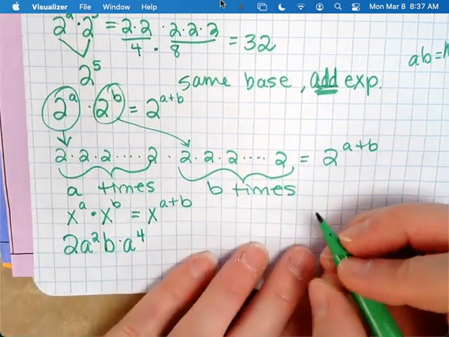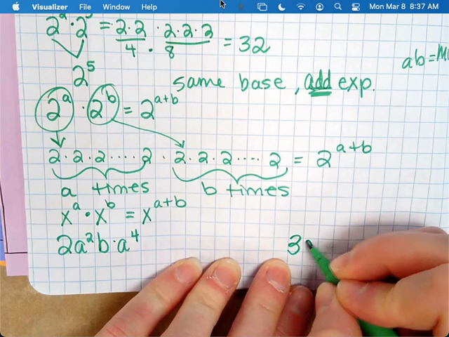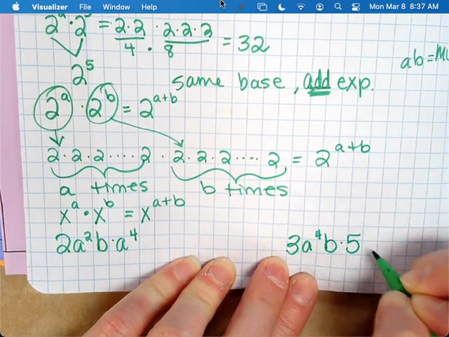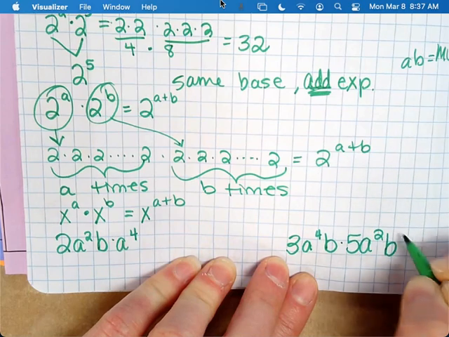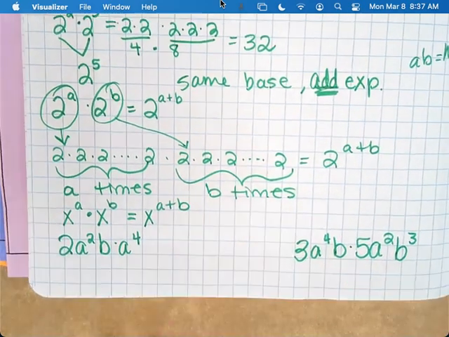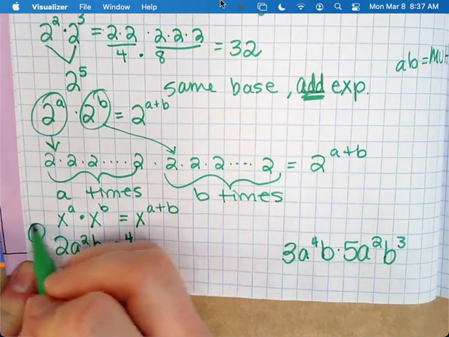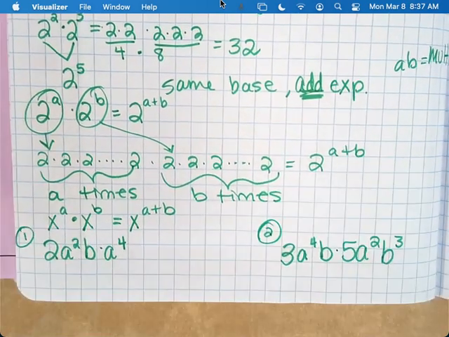So here are 2 problems for y'all to do. Should I do the next page? Yeah. Okay, so this is your homework. These 2 simple problems, you're simplifying them.